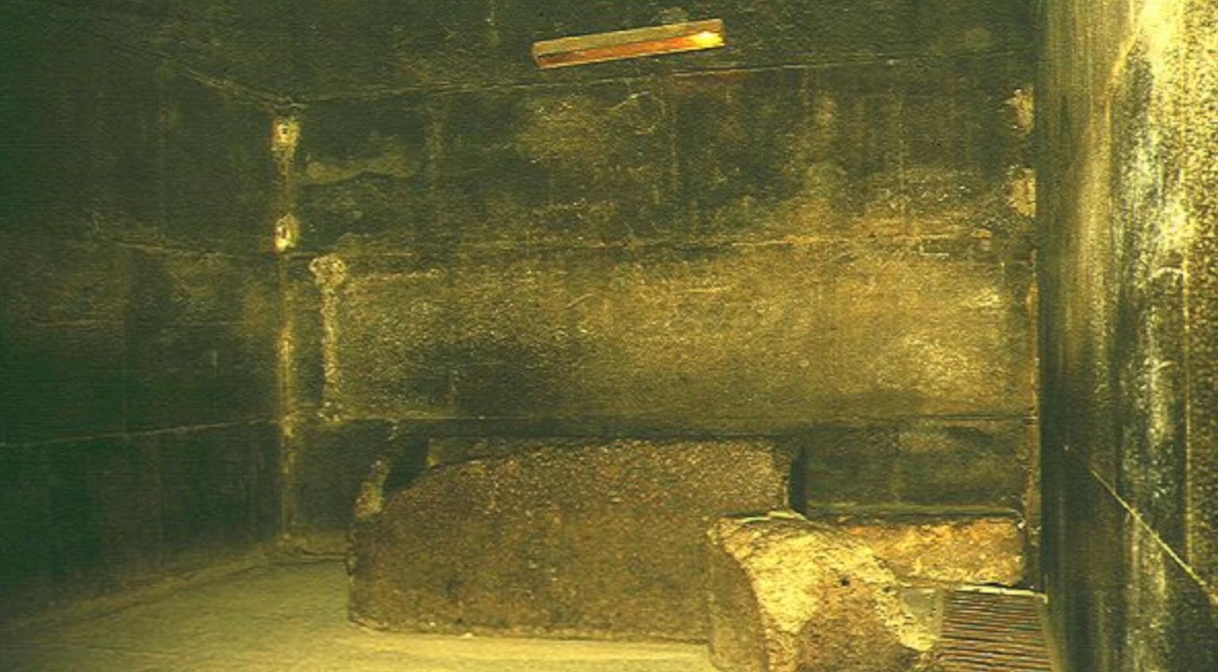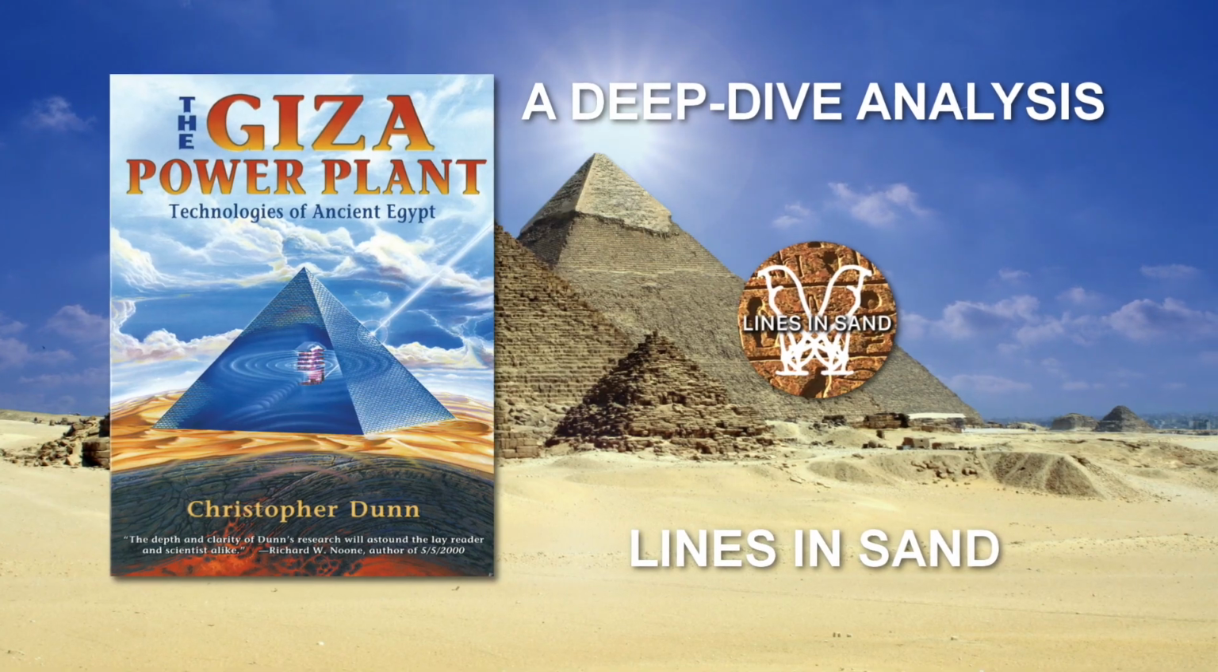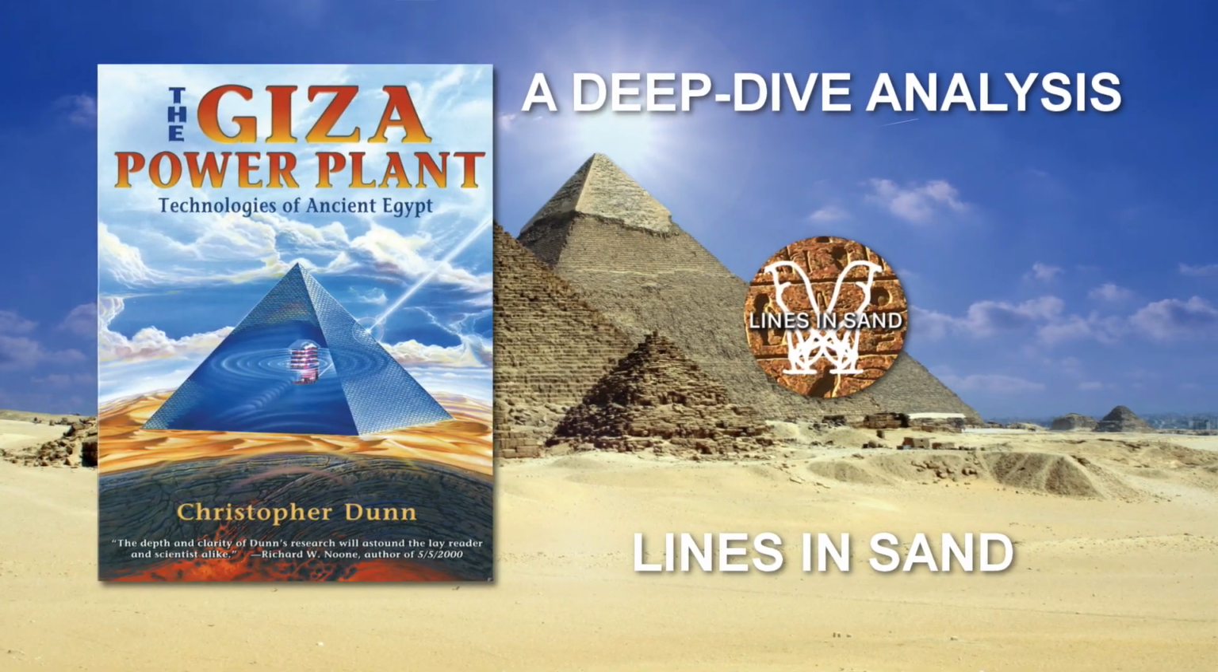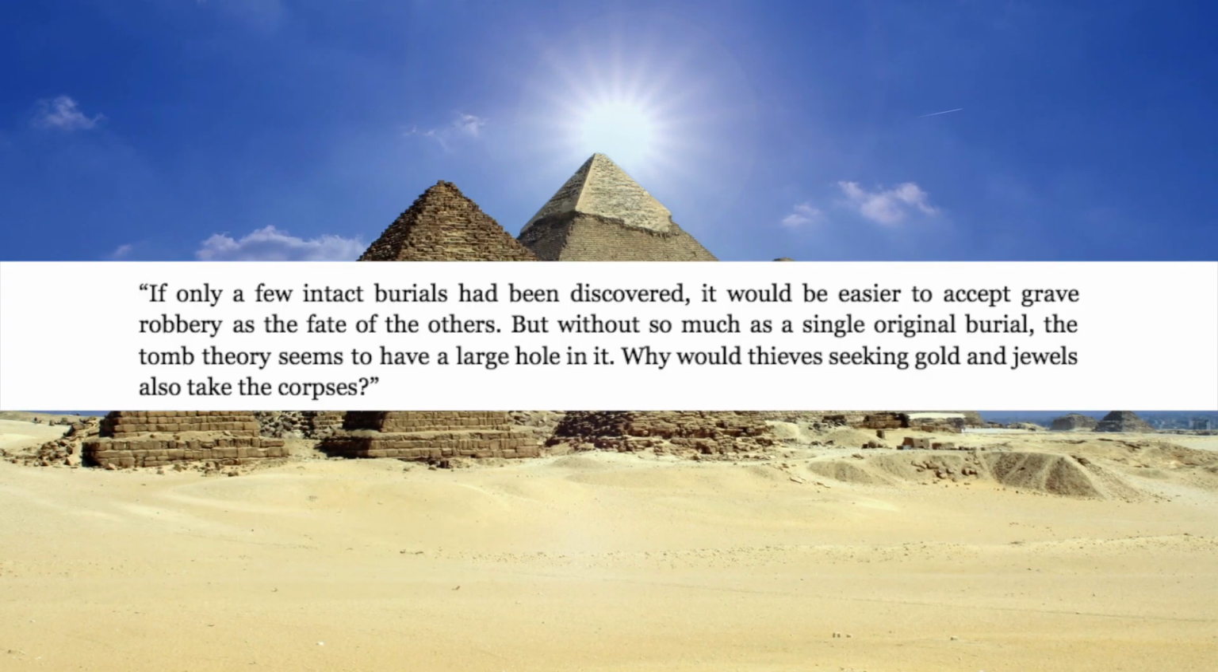Dunn reiterates his belief that no bodies, or quote, no original burial, end quote, has been found in the pyramids, any pyramids for that matter, which isn't strictly true, or is at least debatable. He quotes Mark Lehner here, interestingly, in this regard. He also quotes William Fix as saying, if only a few intact burials had been discovered, it would be easier to accept grave robbery as the fate of the others. But without so much as a single original burial, the tomb theory seems to have a large hole in it.